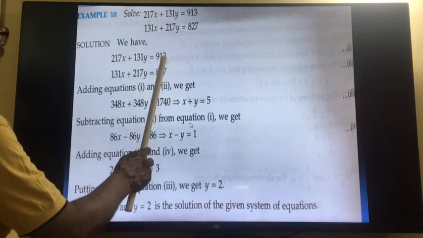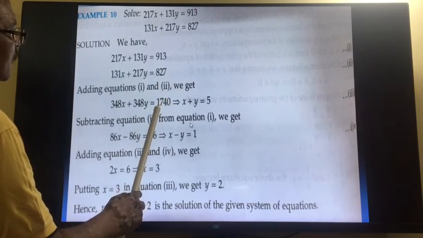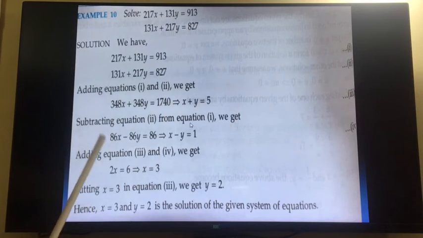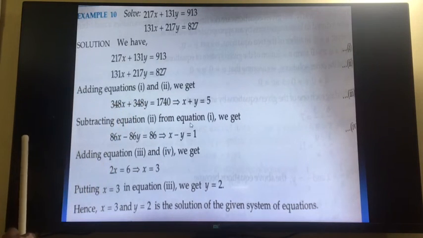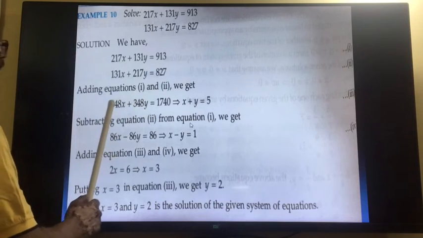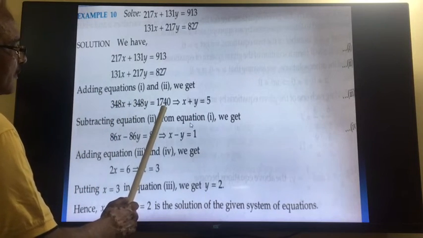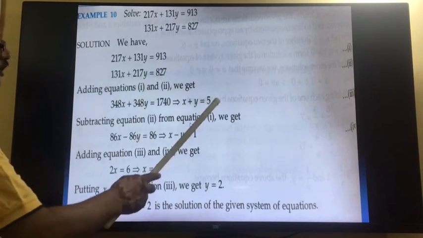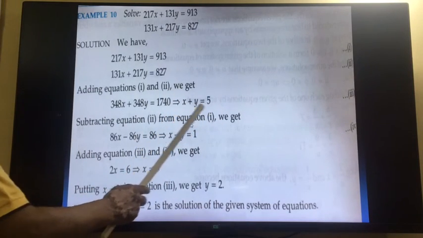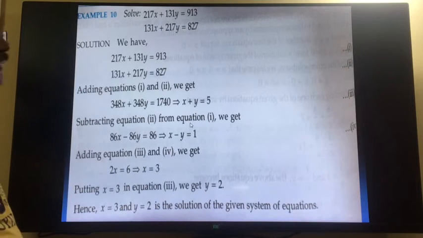Here 913 plus 827 will be 1740. Now from here you will take 348 common, and that 348 will go down below this 1740. So you will get x plus y is equal to 5. So this is your third equation, and you can see this very simple equation, x plus y is equal to 5.